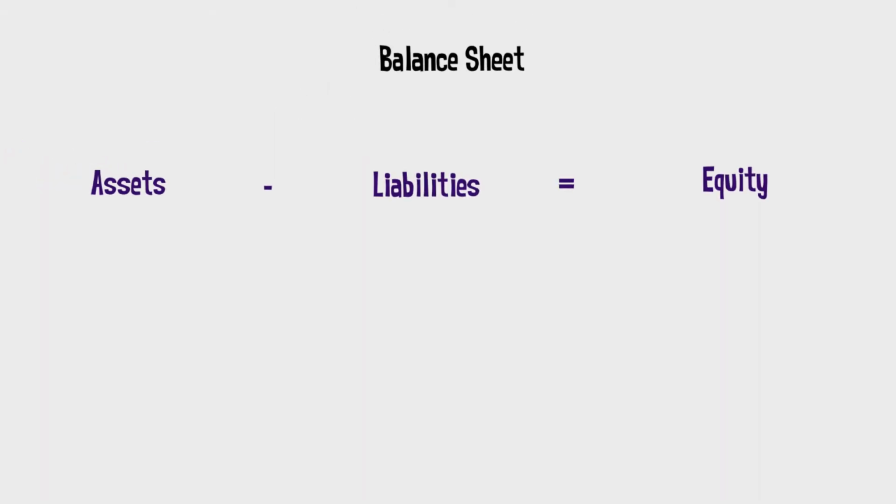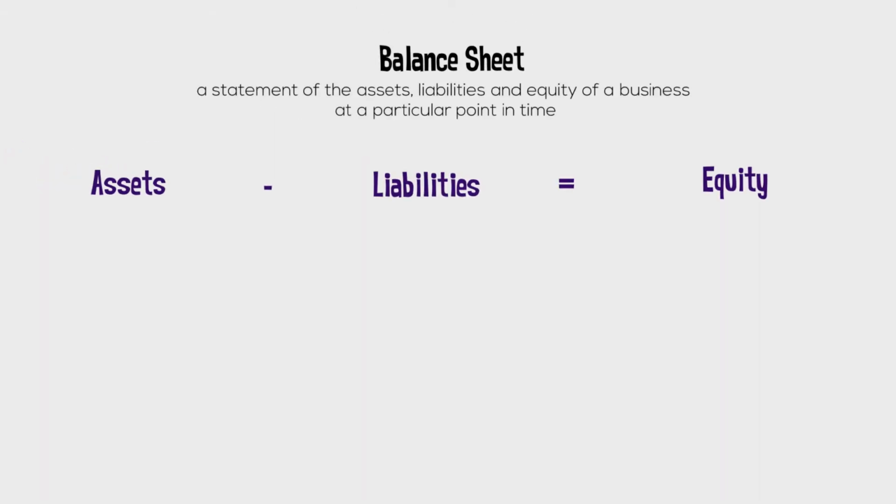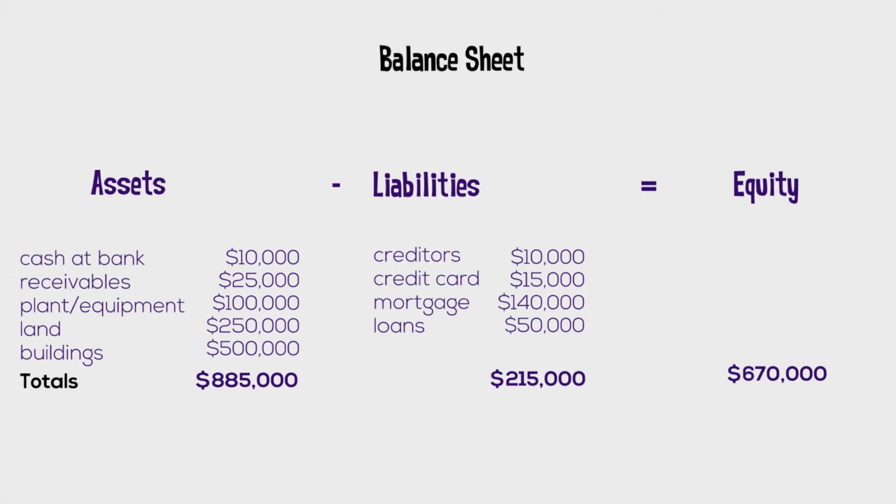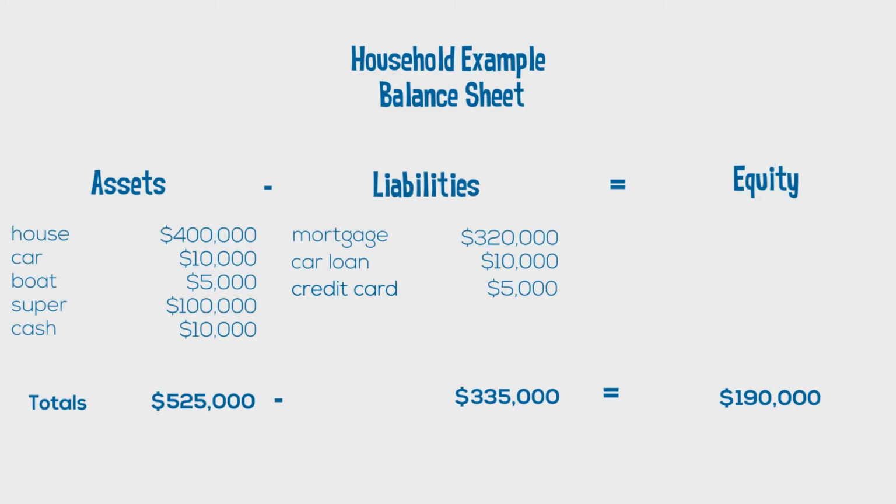Balance sheet is a statement of the assets, liabilities and equity of a business at any particular point in time. Here's a simple example of a balance sheet detailing what the company owns and owes and the resulting net worth. In your personal life, your balance sheet, your financial position, might look something like this.